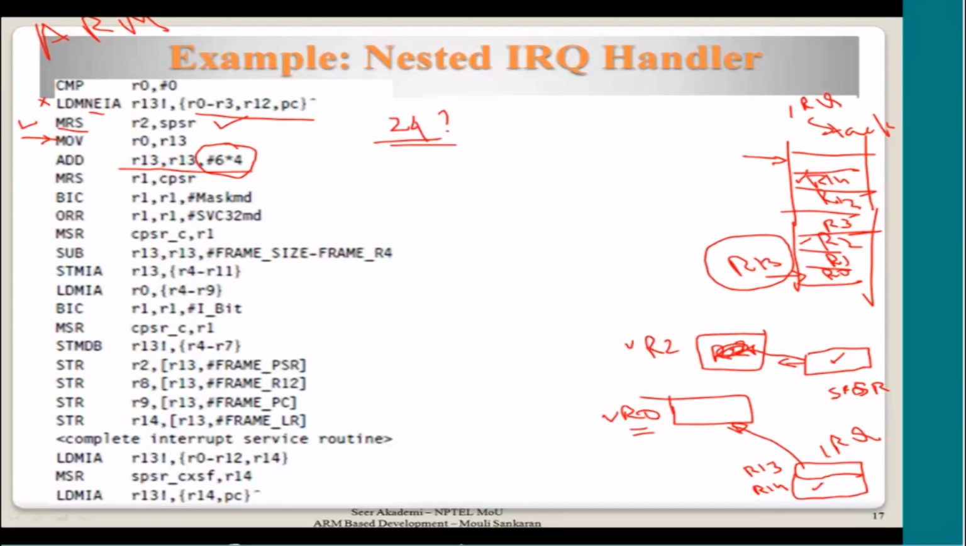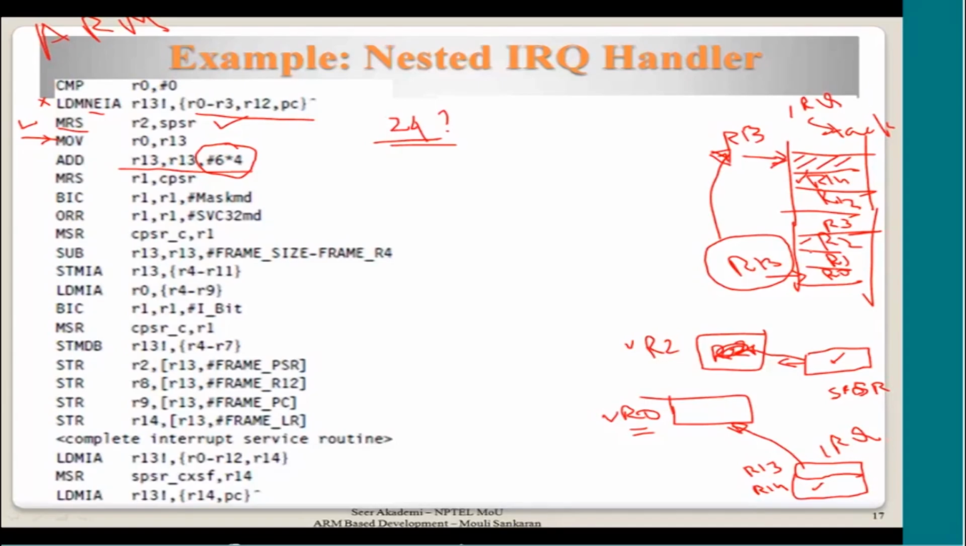Now when we add R13 with this 24 and write back into R13, what happens? R13 goes back to the original location. Please remember, R13 goes back to the original location. What are we trying to do here? We have moved all the values into the registers from the stack, and then moved R13 back. Now you may wonder, what happens to the values in the stack? Is it lost? No, it is not lost. It is in the memory only. The only thing is R13 is now saying that the stack is at this location, and if you want to push anything, please go ahead and write on this.